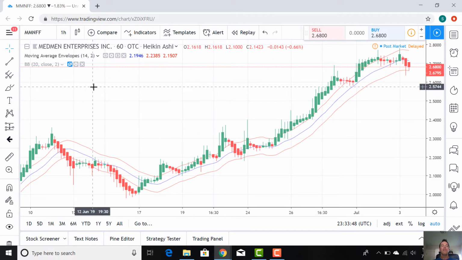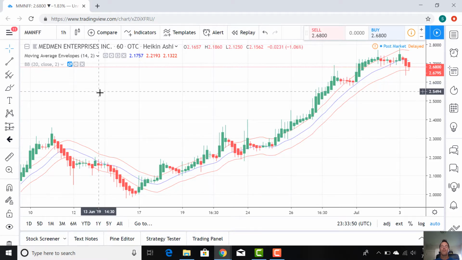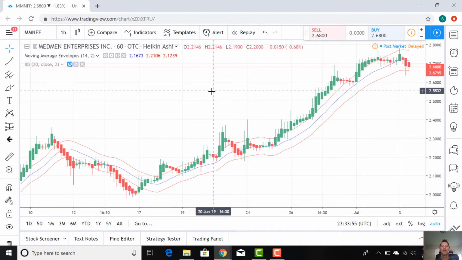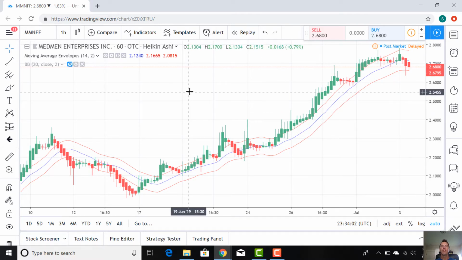So get used to these envelopes. Simple moving averages, smooth moving averages, exponential moving averages, whatever you want to use. Moving average is such a powerful indicator, and there are so many different ways to use it. So start playing around with these envelopes and add them to your arsenal.